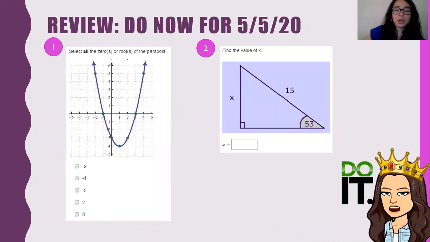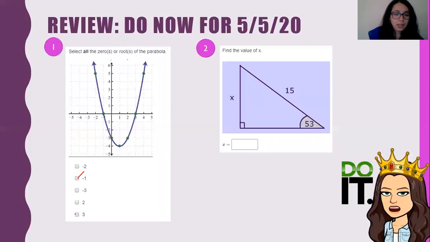Let's review our do now. I brought back something that we did in class, which was parabolas. When it comes to equations, they're called quadratic equations or quadratic functions. Select all the zeros or roots of the parabola. As a reminder, what was it? Can I tell you the answer? Yeah, go ahead. -1 and 3.